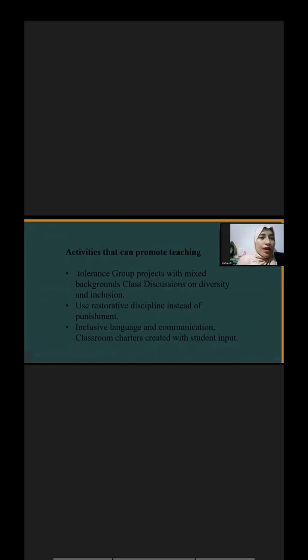First, tolerance group project with mixed background classes, discussion on diversity and inclusion. Second, use restorative discipline instead of punishment. Third, inclusive language and communication. Classroom charters created with student input.